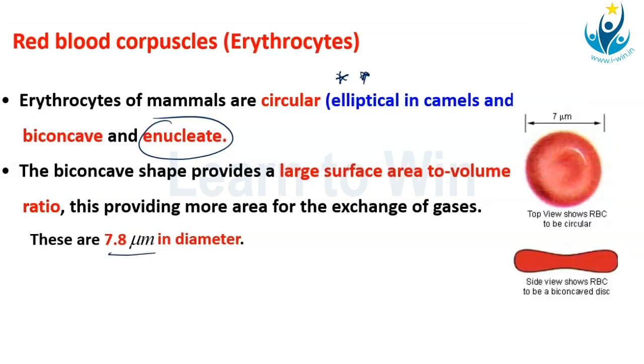So this is how it looks. It's a biconcave structure, right? So this is how the RBC looks in the circular top view, and if you look at it sideways, this is how it looks, that biconcave structure. Okay, you can see this biconcave structure.